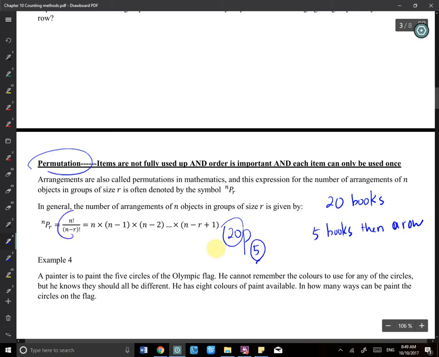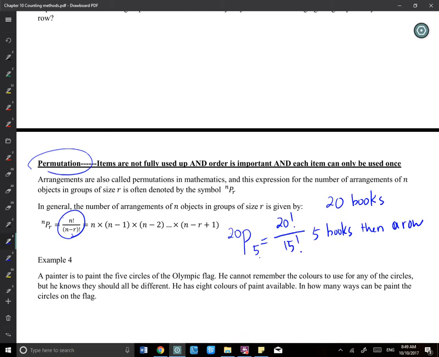And the formula we use is n factorial divided by (n minus r) factorial. For example, this one is 20 factorial divided by (20 minus 5) factorial, so divided by 15 factorial. That's how many ways I can select 5 books from the 20 books and then rearrange them.